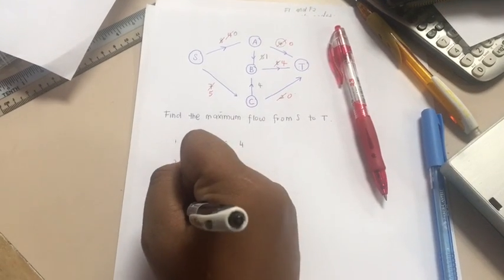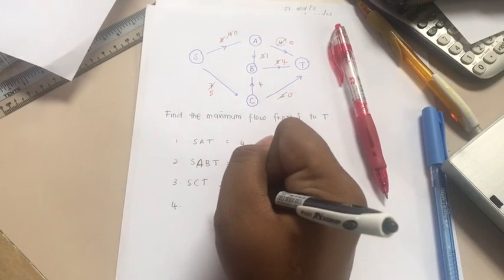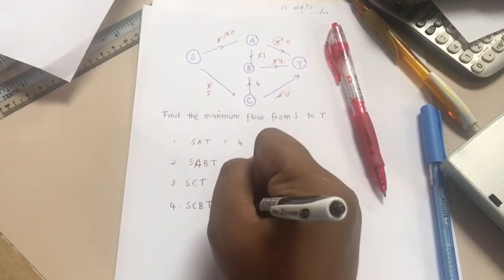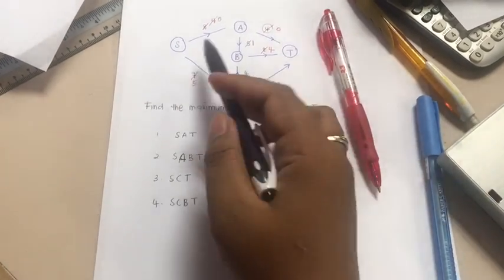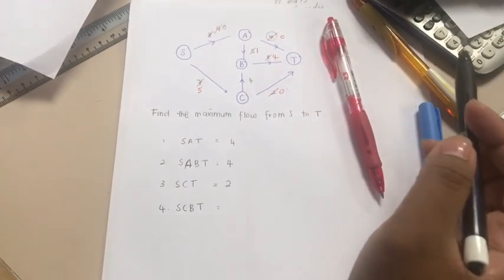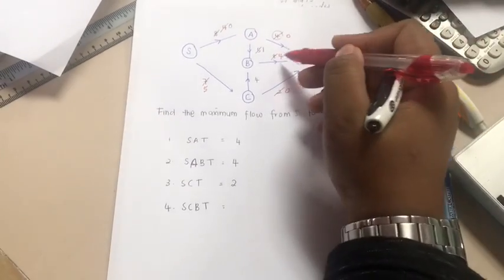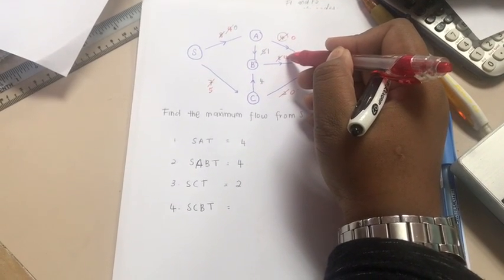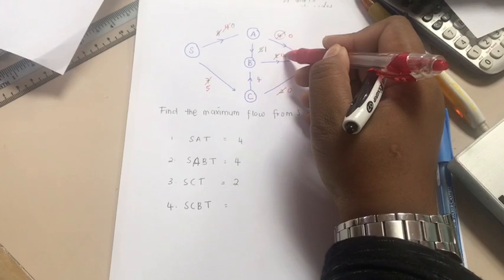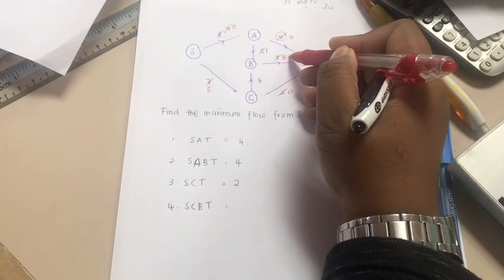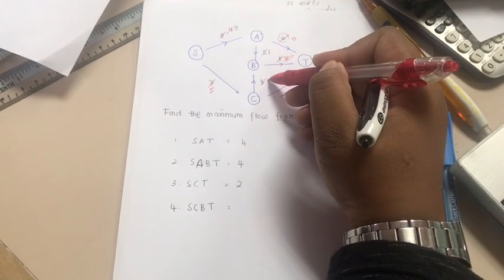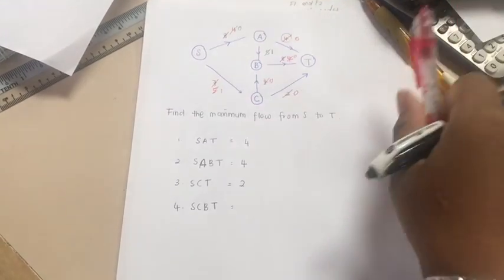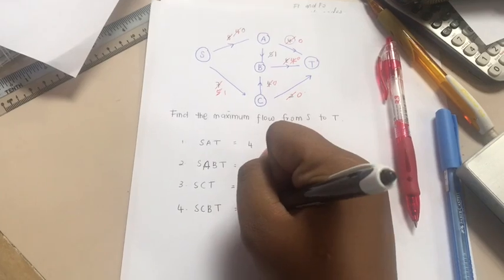Next is S C B T. Which one is the smallest? That is 4. There is 4 and there is 4, so we can choose either number to subtract because it's the same. So 4 minus 4 is 0, and 4 minus 4 is 0 here too. And then 5 minus 4 is 1. So the maximum here is 4.